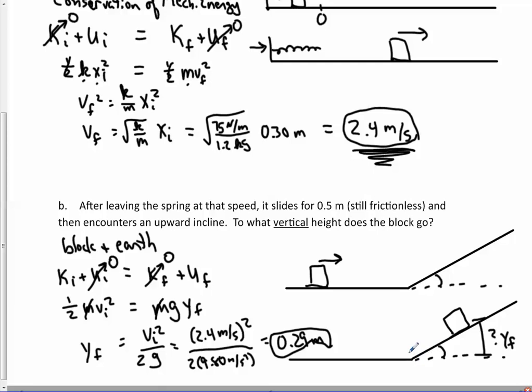Let me just say that that's not how far it actually traveled. That depends on how steep this incline is. If it was not very steep, just a few degrees, then it would actually travel for a while until it got this far off the ground. If it was really steep, it wouldn't travel very far because it would go up the 0.29 meters really fast. It would just go zoop and then probably fall back down. So this is literally the vertical distance, which we can know without even knowing the angle.